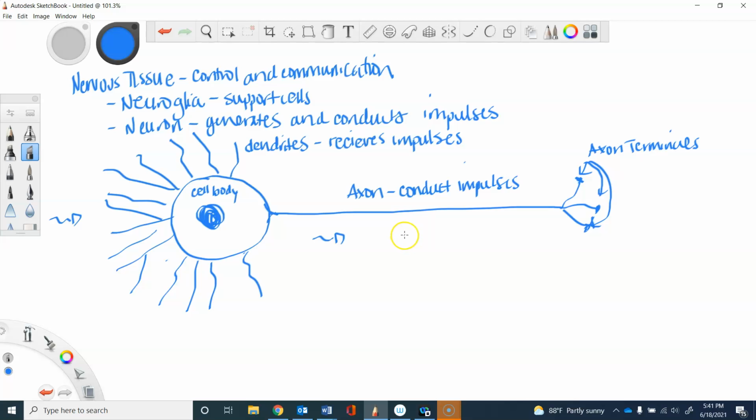That's about all you really need to know about neurons at this point. In nervous tissue. Obviously, nervous tissue you're going to find in the brain, the spinal cord, and the nerves.